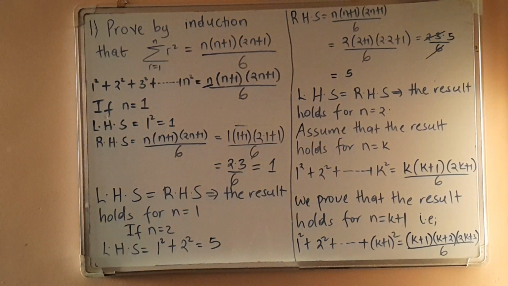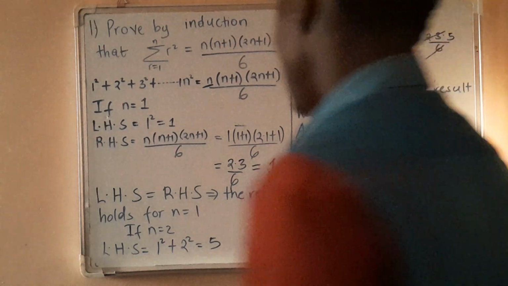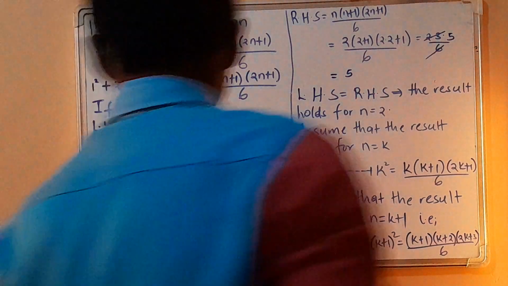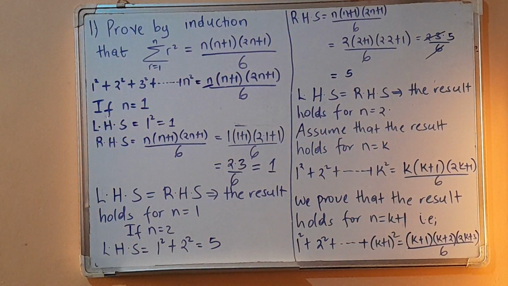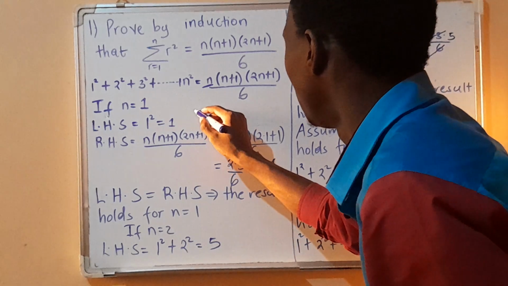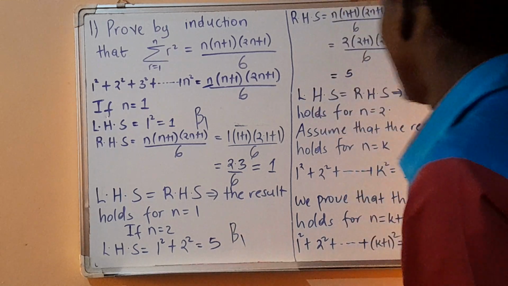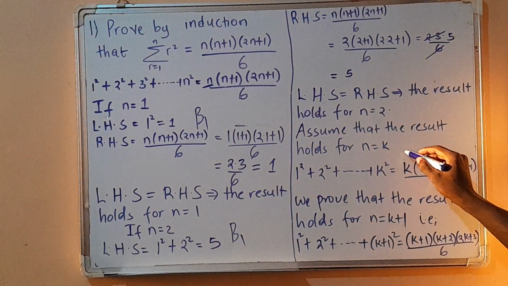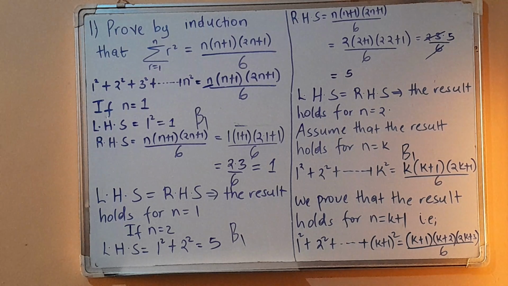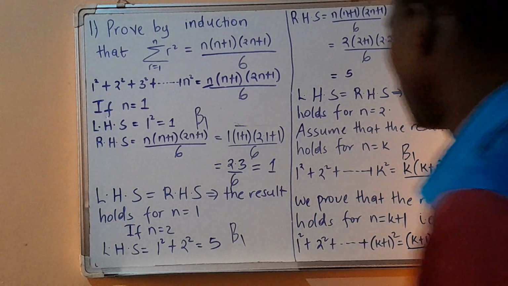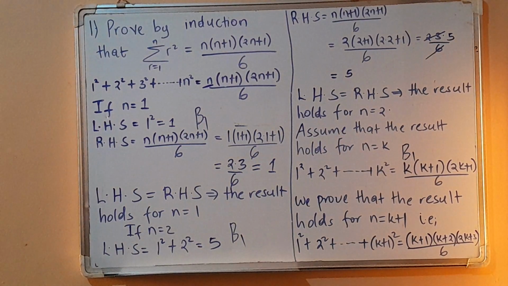So before I wrap up, we can look at how marks are supposed to be awarded for this question. Here we shall have B1 for n equals 1. Then for n equals 2, B1. Then B1 for the induction step. And this one does not carry marks, but the next step is the one which is going to carry the method mark.